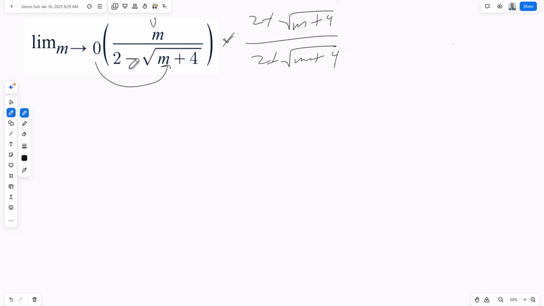As you can see, we have a negative sign here and a positive sign here. That is the conjugate. So this is basically 1, and we're multiplying by 1 in the form of the conjugate. And let's get to the next step.